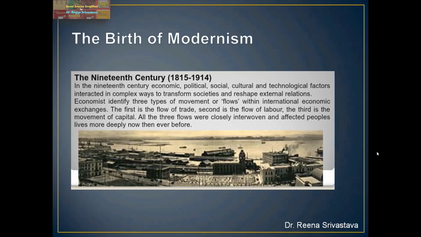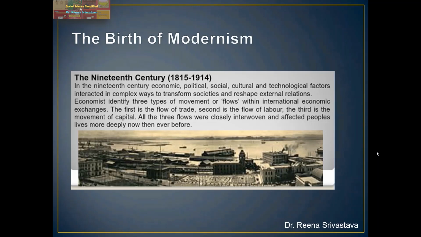Earlier, the requirements of a country used to be fulfilled within that country, everything. But later on, what happened? There was interaction between people. And what were the three factors which led to this? That was the movement of people, the movement of goods and services, and the movement of capital. All these three flows led to creating a new type of culture throughout the world, known as global culture.